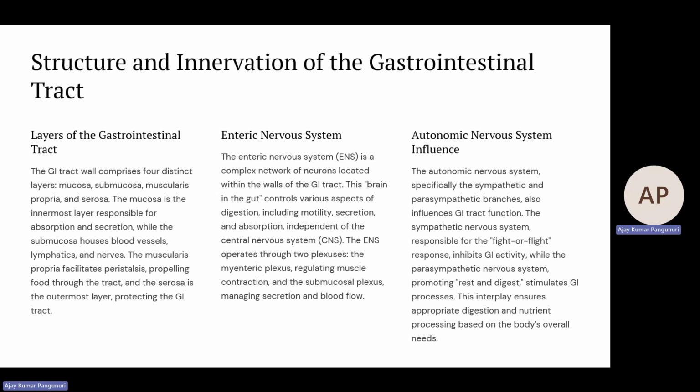Autonomic nervous system influence. The autonomic nervous system, specifically the sympathetic and parasympathetic branches, also influences GI tract function. The sympathetic nervous system, responsible for the fight or flight response, inhibits GI activity, while the parasympathetic nervous system, promoting rest and digest, stimulates GI processes. This interplay ensures appropriate digestion and nutrient processing based on the body's overall needs.